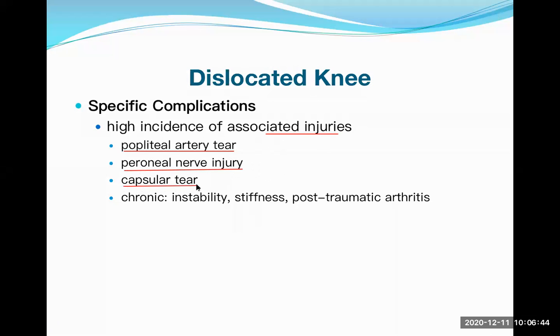There may be capsular tear, capsule of the knee joint, and there may be instability of the knee joint after it is dislocated if it is not treated properly in time. There may be stiffness of the muscles which are surrounding the knee joint, especially the quadriceps femoris, and there may be a chance of post-traumatic arthritis. This is osteoarthritis, which may develop later on. And remember, osteoarthritis is a painful condition of the joint. It is known as degenerative changes developing in the joint. So the person will have problems, most of the time in later life. So these are the specific complications.